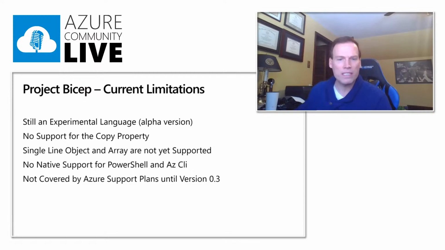So right now there's some missing things that are fairly minor, but for example, there's no support for the copy property, which I've used in the past, but it's not something that most people use all the time. And also you don't have the ability to create single line objects and arrays, which isn't a big deal either. It's just we like to do single line and these types of things, but that will be coming. And also there's no native support in PowerShell or AZCLI yet. So when 0.3, version 0.3, comes out, it will be covered by support plans.